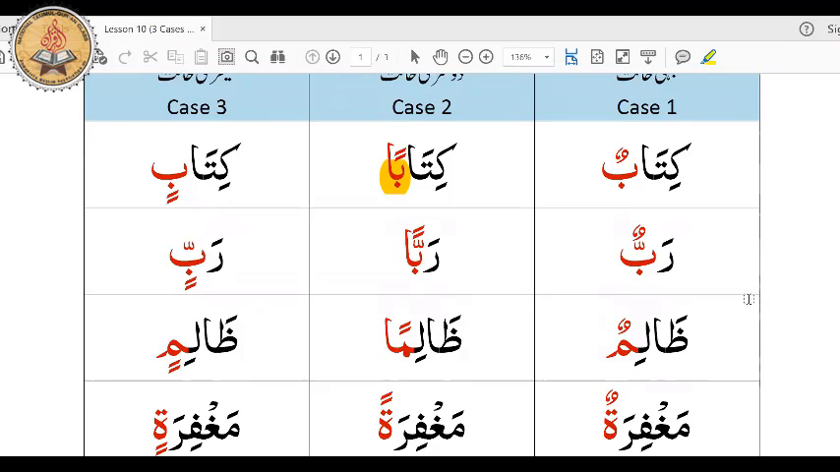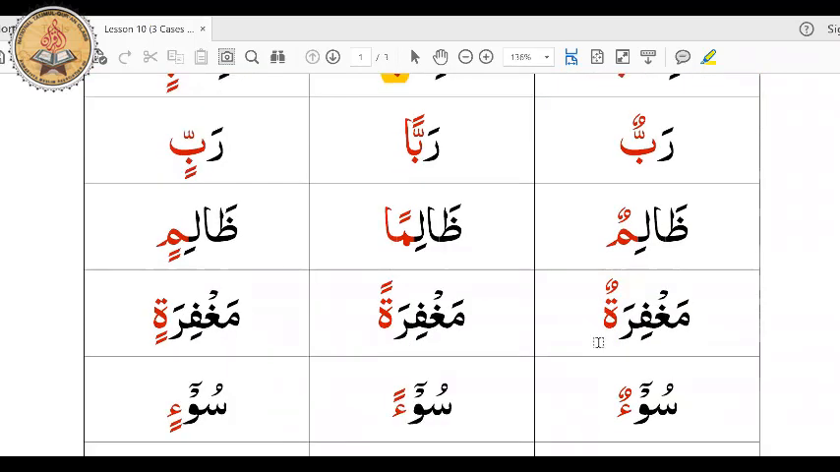oppressor, the wrongdoer. Zalimun becomes Zaliman and Zalimin in case 2. You may remember and notice that in case 2, after a maftuh letter, which is meem, followed by alif, with kitaban, rabban, and zaliman.